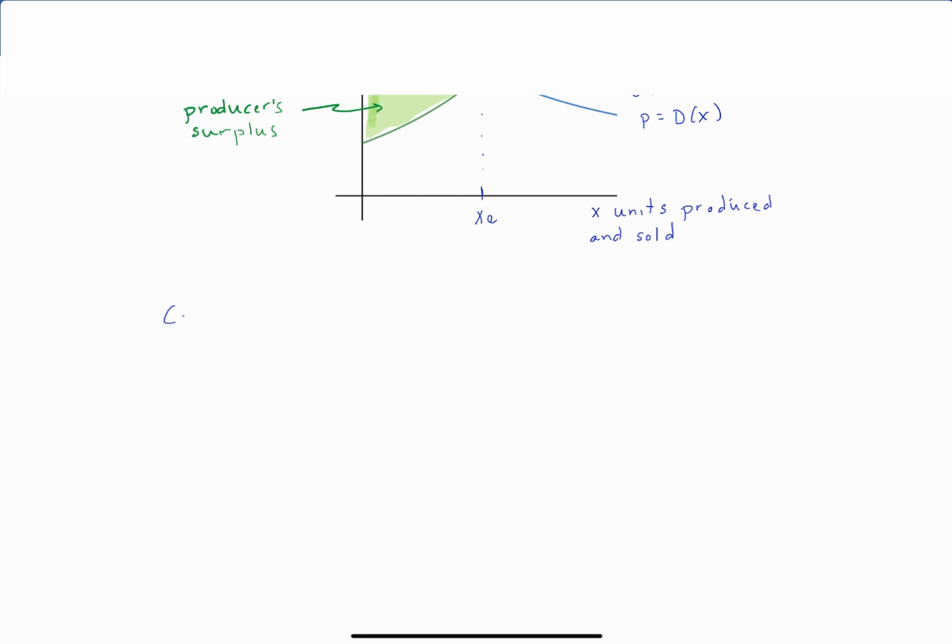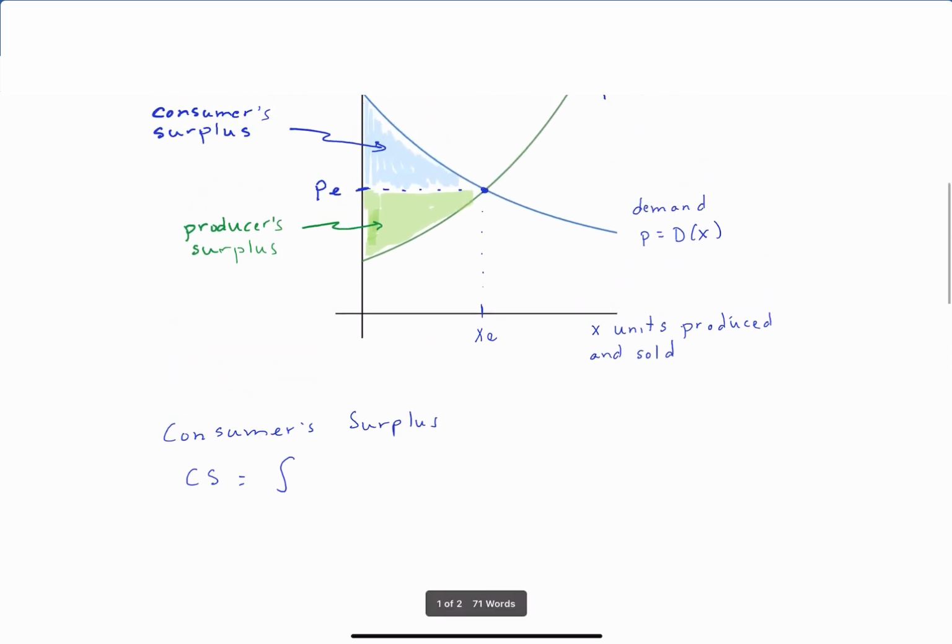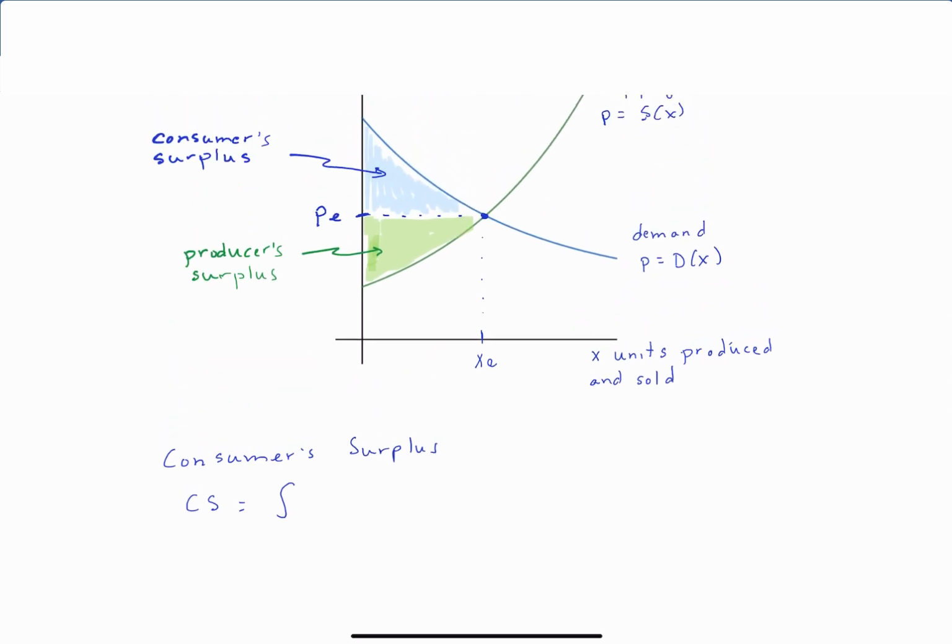So our formula for the consumer's surplus, which we'll call CS, that's going to be the definite integral of what? Well, we want the area between the demand curve, which is on top, and the equilibrium price, which is below. So we're going to be integrating D of x minus P sub E dx. And what are our limits of integration? We go from 0 to x sub E.